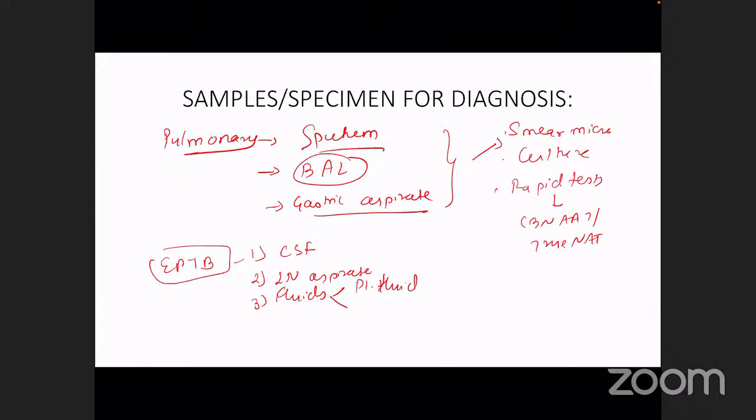You may get a sample of pericardial fluid. You may get a sample of, I would say, ascitic fluid. And, very rarely, joint fluid. So obviously joint TB is also a manifestation of tuberculosis. So these are the fluids that you may get as a sample. Apart from this, what is the more important fourth sample?